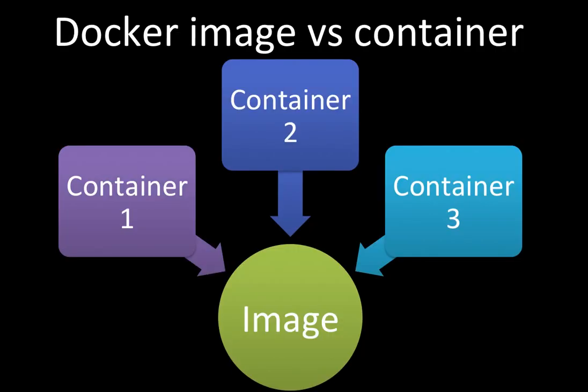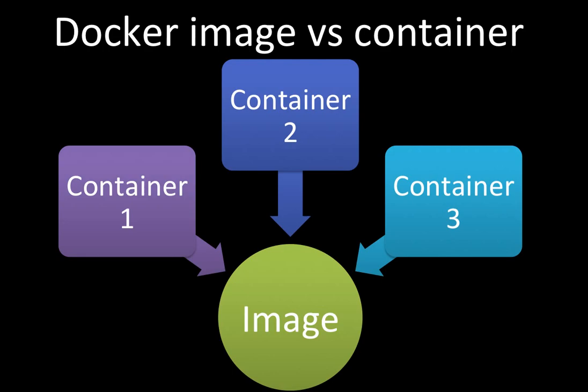If you see this diagram, there can be only one image, and from one image you can create multiple containers. One image is creating container 1, container 2, container 3, and you can also vary those containers a little bit based on some parameters.